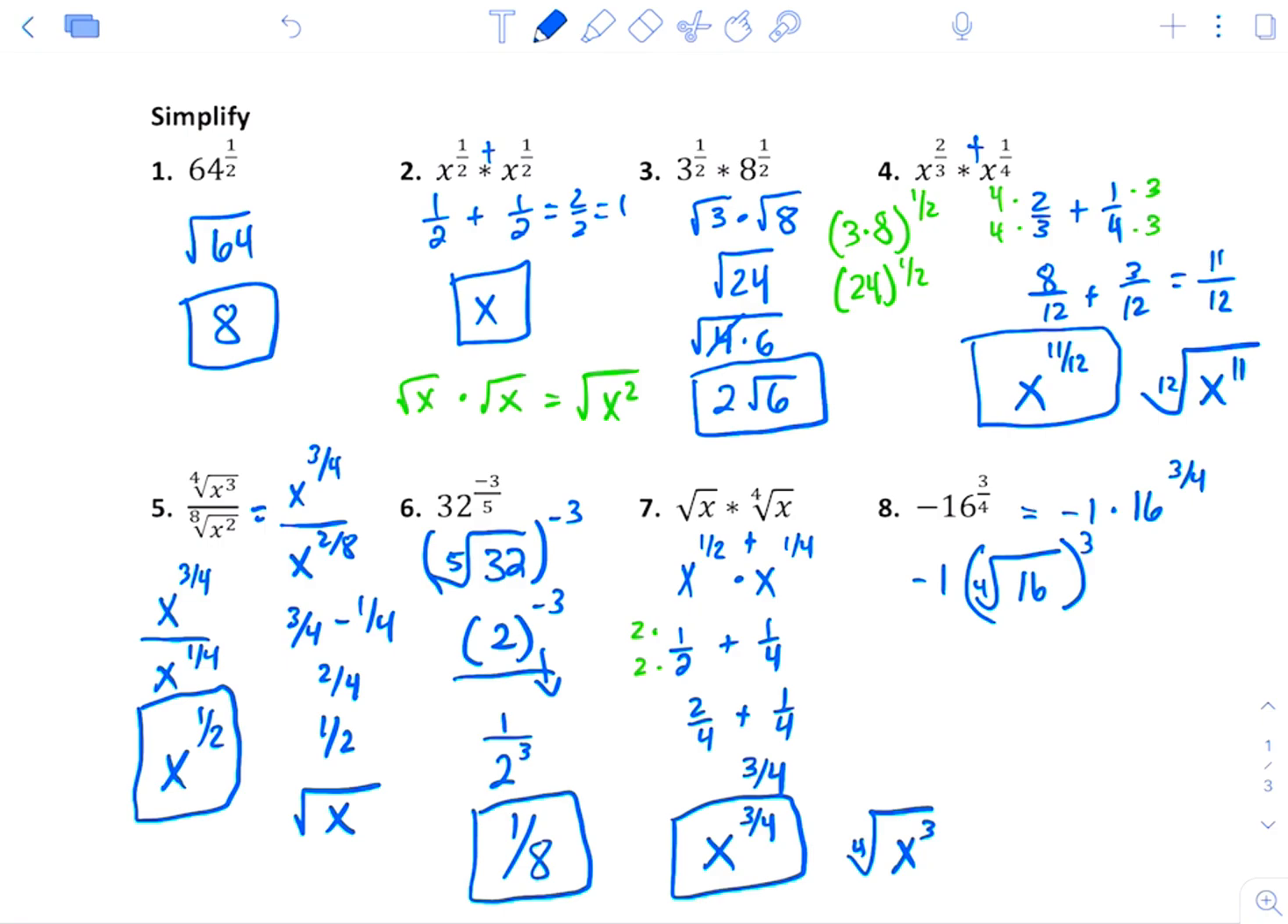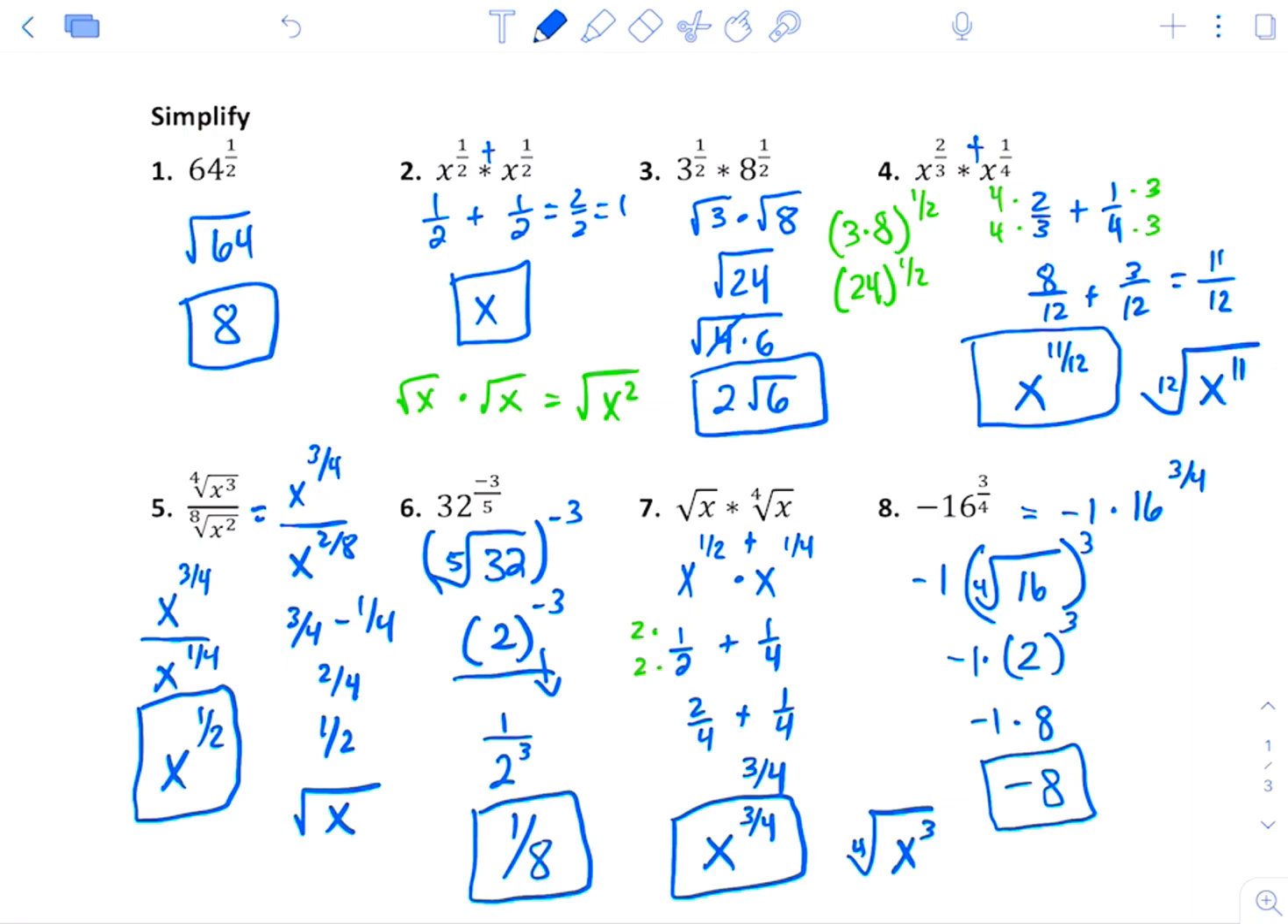So the 4th root of 16 is 2, and then I would have to cube that, and again that -1 is still in front being multiplied. So 2 cubed is 8, and then I would take that times -1, so -8 would be my simplified answer.